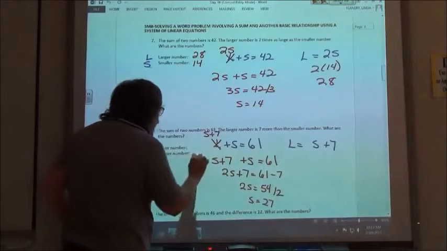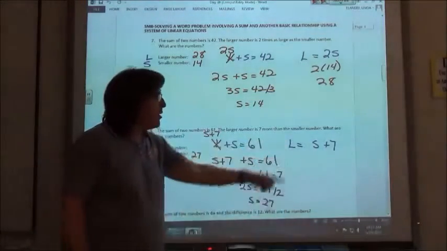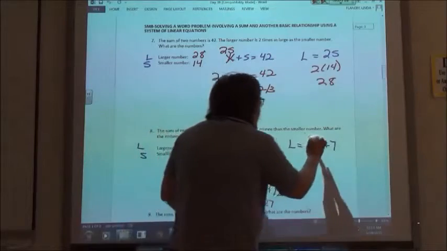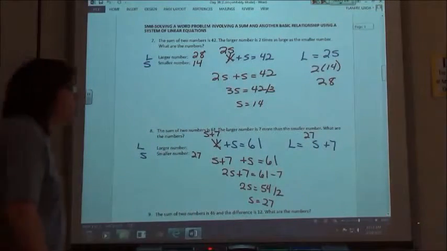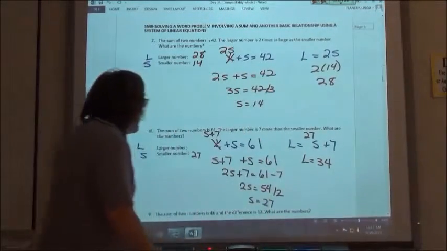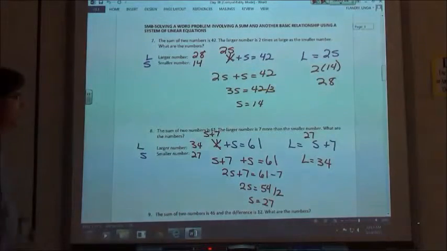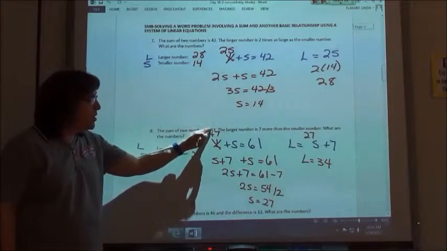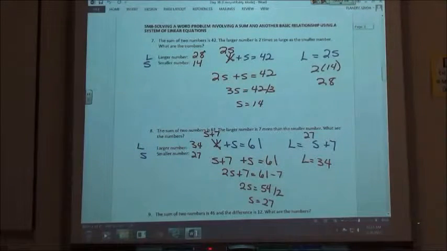My smaller number is 27. My larger number is 7 more than my smaller number. So if I put my 27 in for the smaller number, 27 plus 7 more means my larger number would have to be 34. And again, if I double check that, the sum of my two numbers, 34 plus 27, should add up to 61. Sure enough, it does. So that should be the correct answer.